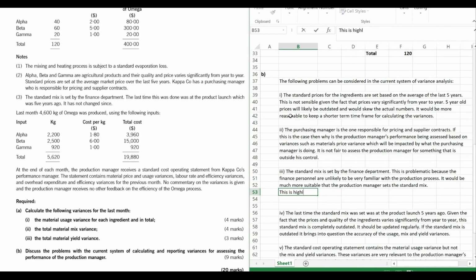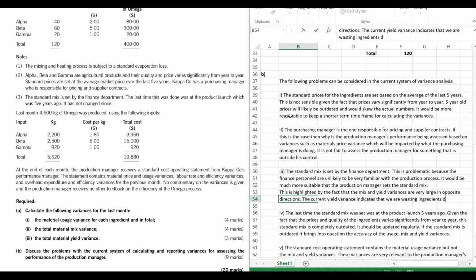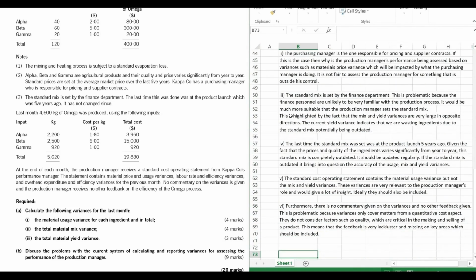This is highlighted by the fact that the mix and yield variances are very large in opposite directions. Okay, and the current yield variance indicates that we are wasting ingredients due to the standard mix potentially being outdated. Okay, so that sort of further strengthens our point, right? But again, like I said, we've covered all the major points, so I think we're good to go.